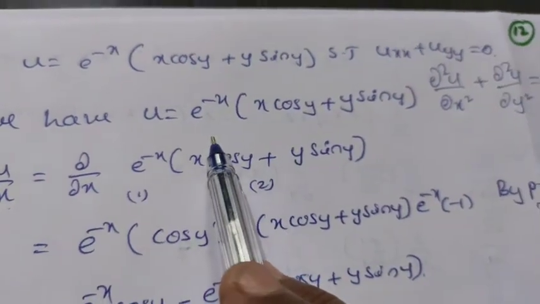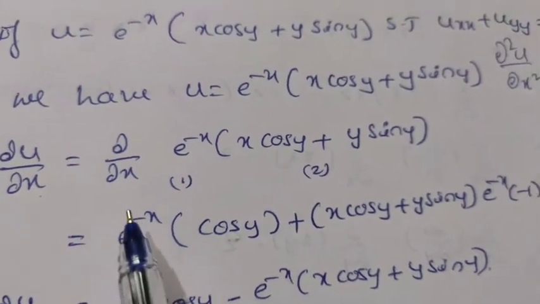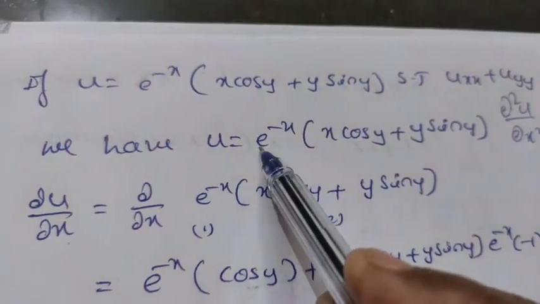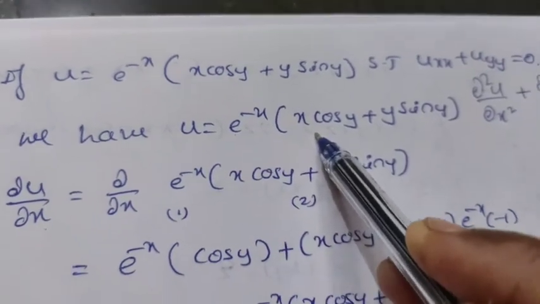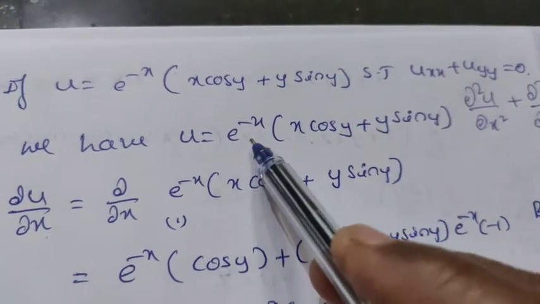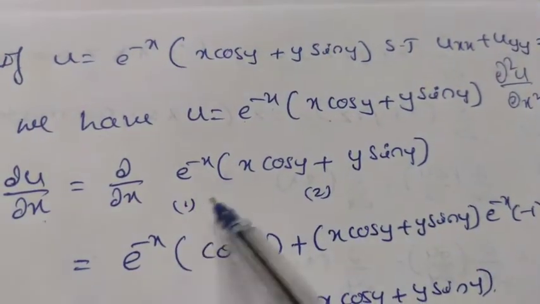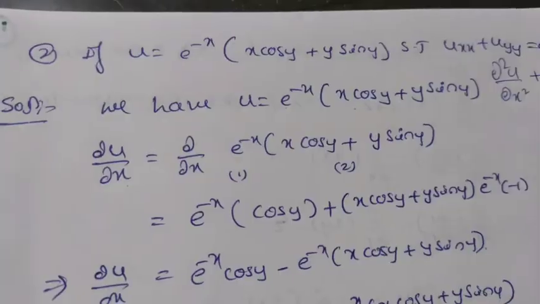Let us take u as it is first. u is equal to, you write this function as it is. Then let us find ∂u/∂x. So here e raised to minus x is a function of x, and x cos y plus y sin y is also one more function. So you have to apply the product rule here. Take this one as the first function and this one as the second function.